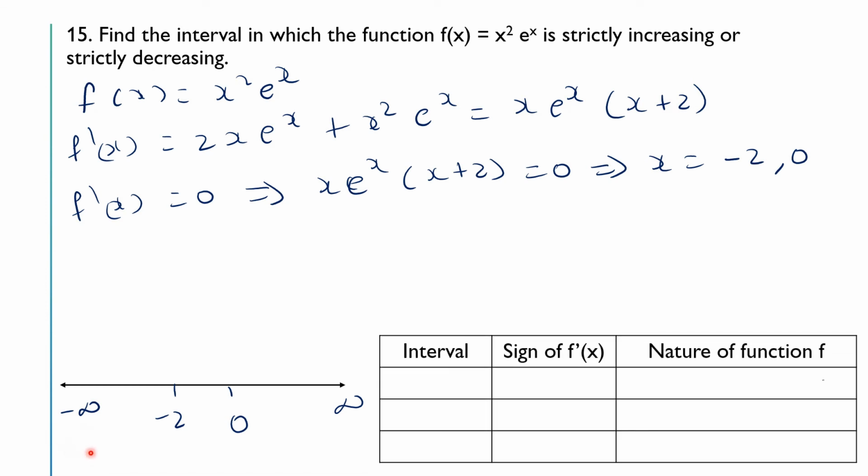So in the interval minus infinity to minus 2, if we check the sign of f dash of x, say if we substitute a point, say minus 3, and check, here it will be negative, here also negative. So negative into negative will be positive. So here the sign of f dash of x is positive, which means the nature of function f is strictly increasing. So in the interval minus infinity comma minus 2, the sign of f dash of x is positive and the nature of function f is strictly increasing.